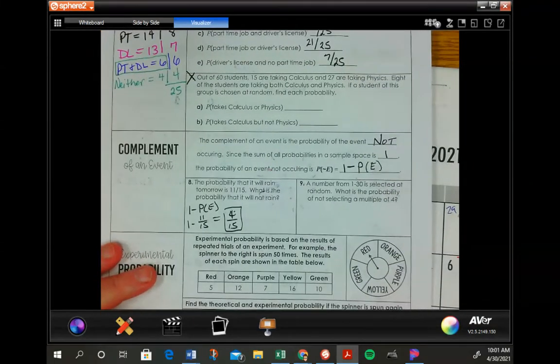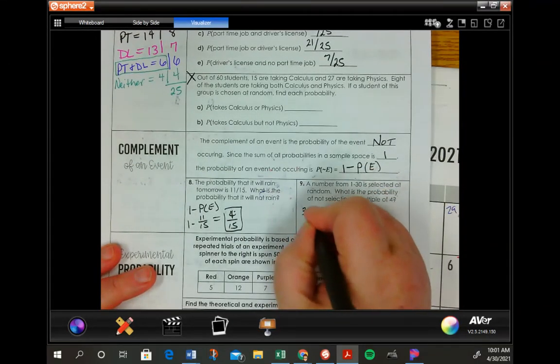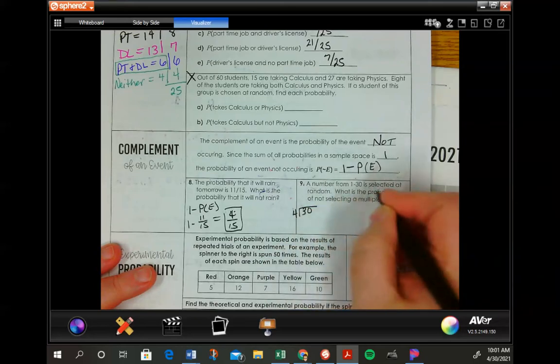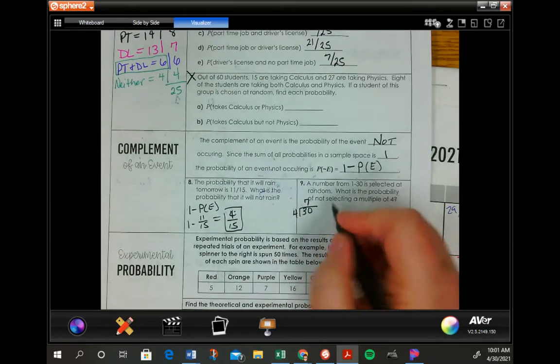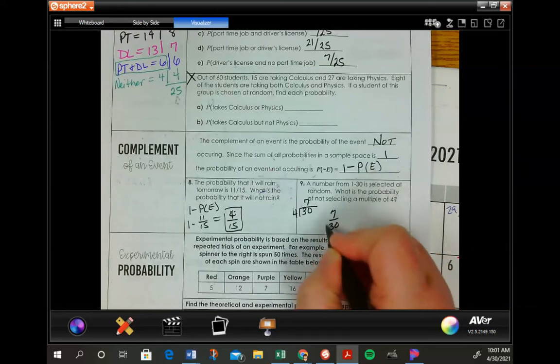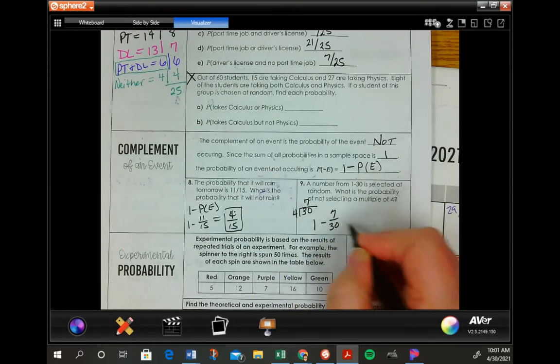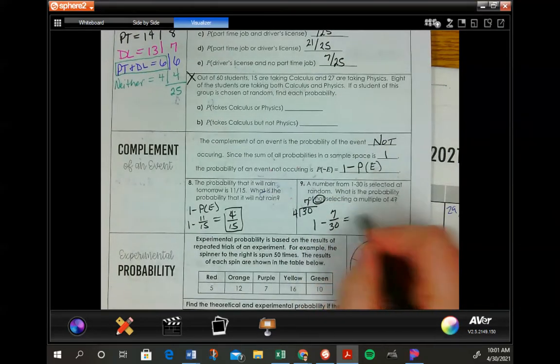Probability, a number from 1 to 30 is selected at random. What is the probability of not selecting a multiple of 4? So divide 30 by 4 and take the whole number. That would be 7. Not the fraction, just the whole number. So there are 7 possible out of 30. We're going to subtract that from 1 because they want the ones that are not selected. That will give you 23 out of 30.